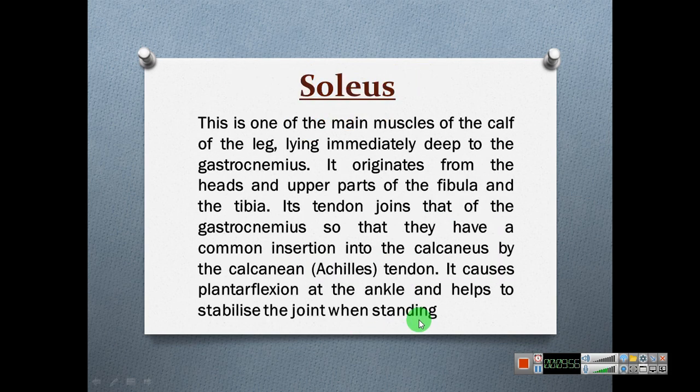Soleus muscle. This is one of the main muscles of the calf of the leg, lying immediately deep to the gastrocnemius. It originates from the head and upper part of the fibula and the tibia. Its tendon joins that of the gastrocnemius so that they have a common insertion into the calcaneus by the calcanean Achilles tendon. It causes plantar flexion at the ankle and helps to stabilize the joint when standing.